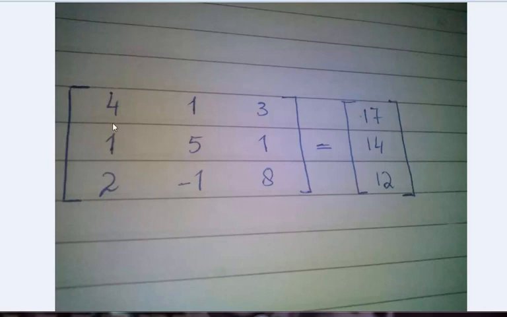In its first row you can see that 4 is greater than 1 and 3, so this row is diagonally dominant. In the other row, 5 is greater than 1 and 1, so this row is diagonally dominant by 5, and in the third row, 8 is diagonally dominant over the other two. So this is the diagonal and this whole matrix is diagonally dominant.